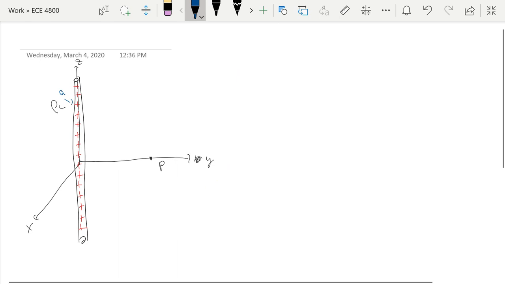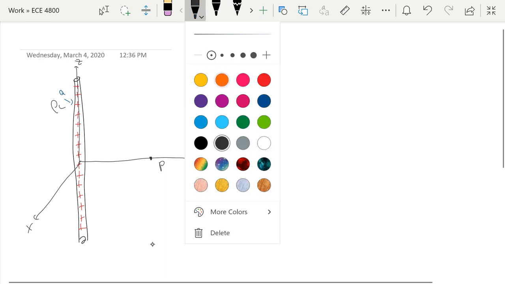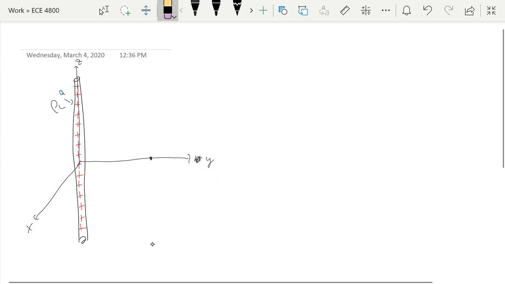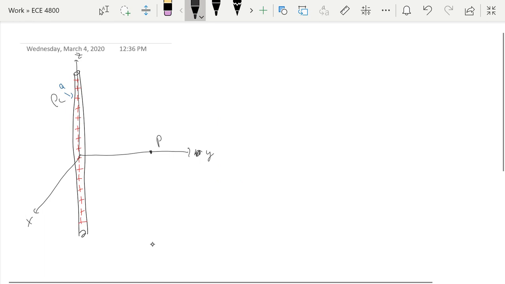What direction is the electric field going to be pointing? Let me restate the question. We have an observation point P. There's going to be an electric field at P due to this charge Q. What direction is that electric field going to point? A portion of it will be in the y direction, but there's another portion we're missing here too. In the negative z direction, right?